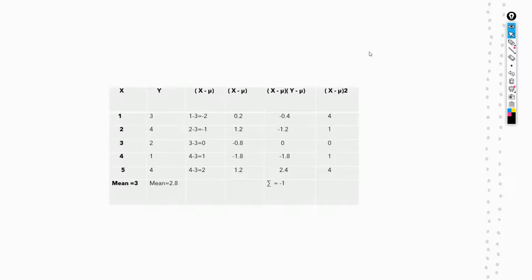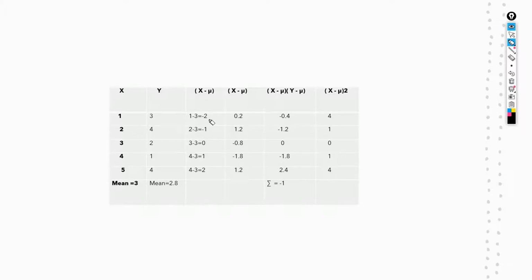In the denominator we have (x minus mu) whole square. So I am taking (x minus mu) whole square, which means we can square these values. Whatever values we have got here, minus 2, minus 1, 0, 1, 2, we want to square them. Okay, let's move into that.